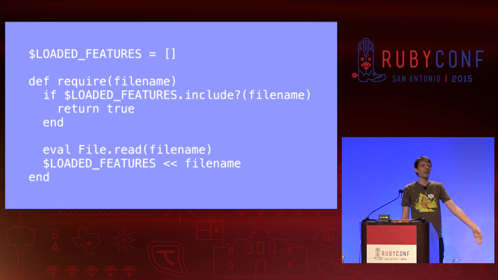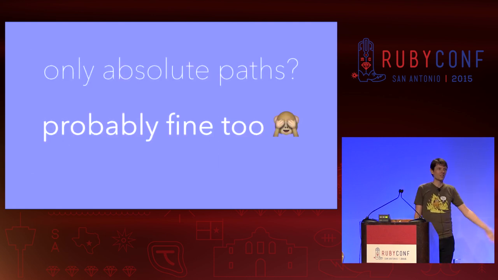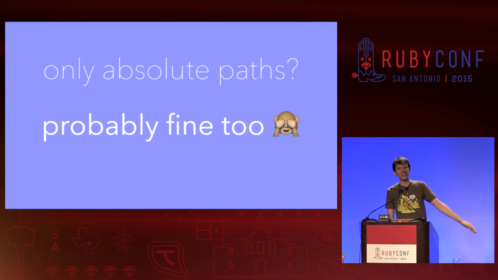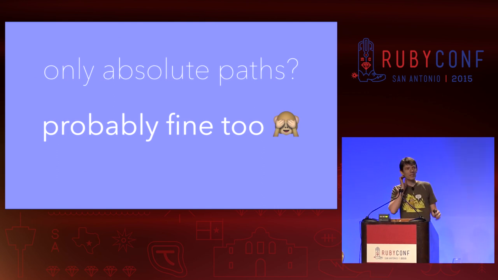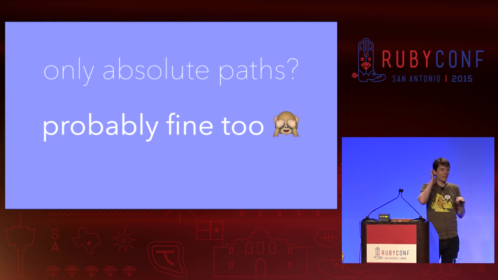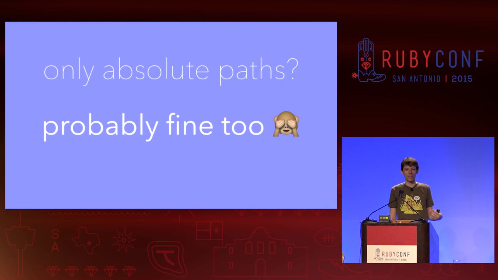The next problem that you may have already noticed just from looking at this code is that you have to pass absolute paths. If you say require Rails, it will say there is not a file named Rails. That's probably okay if you know where every single file on your entire machine is, but I'm assuming that you don't want to have to know that all the time.